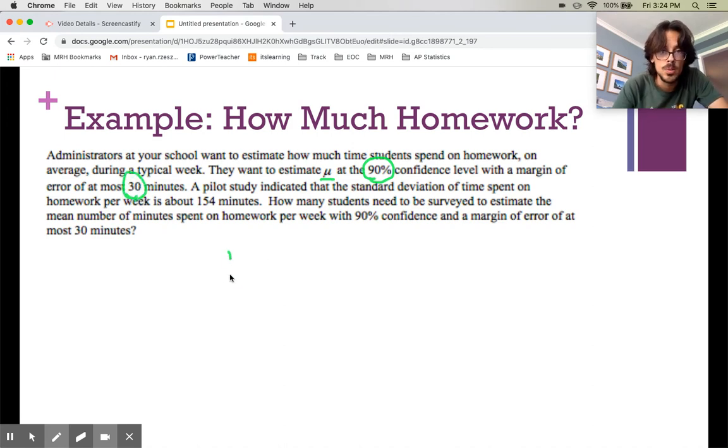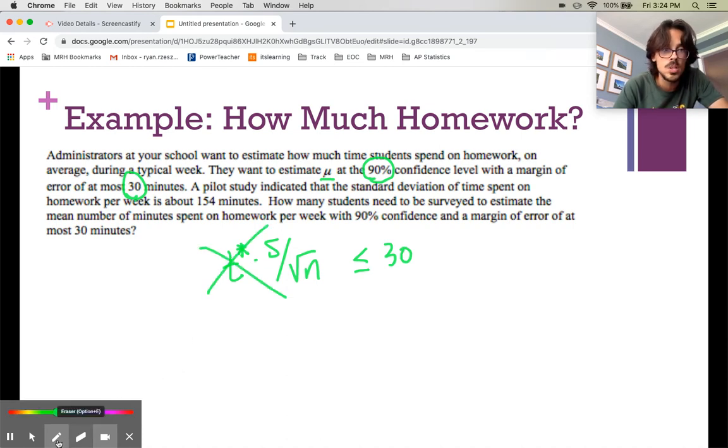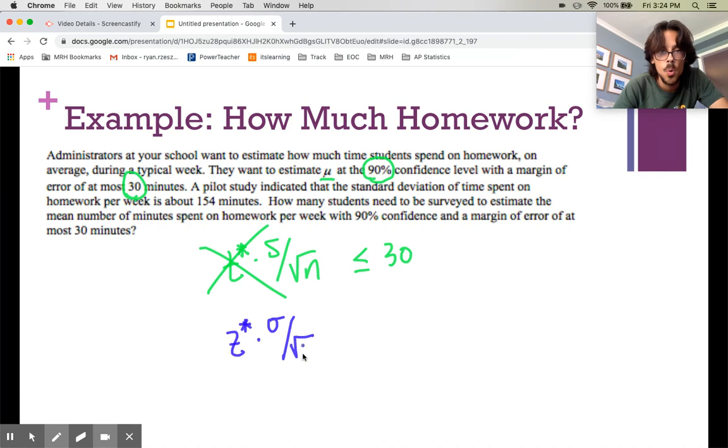So what we're going to do, again, normally it would go like this. We would take that less than or equal to 30. But you can't do it this way because we don't know T. So what we do is we do a Z star, and then we act like we actually know sigma, or maybe we have prior results that tell us what we think sigma is. So they did a pilot study here, and they think the standard deviation is about 154.